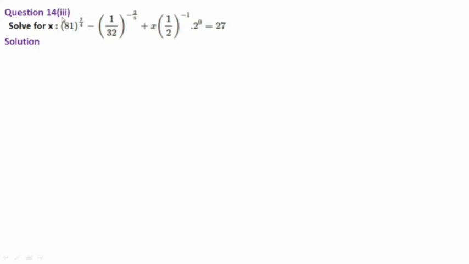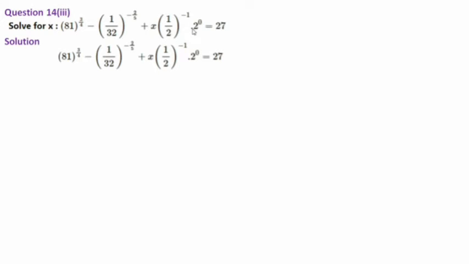Let's have the third question. Okay, solve number 3, question number 14. So here also you need to solve and find the value of the unknown. Before that, let me search where the unknown is. We see that the unknown is present in this corner. Okay, so let's begin then.